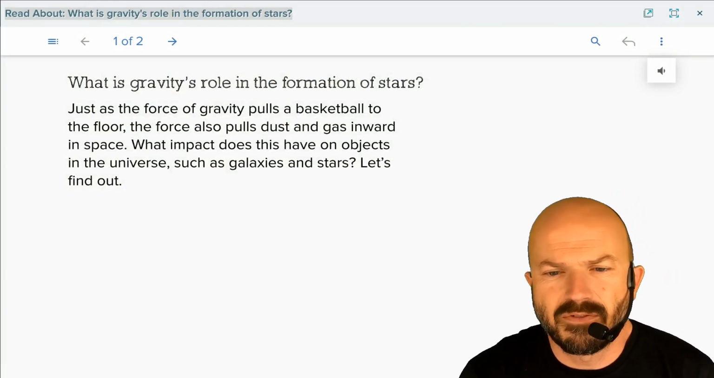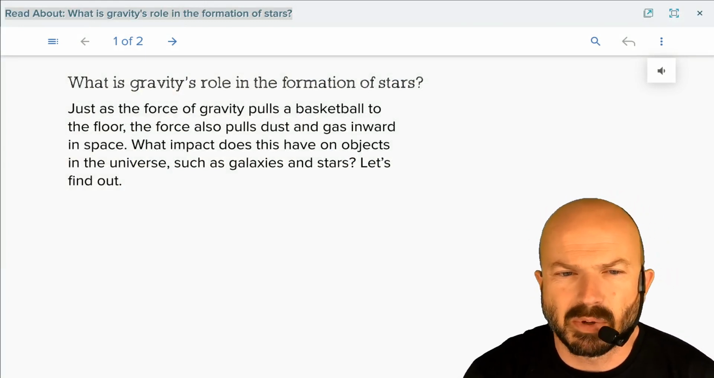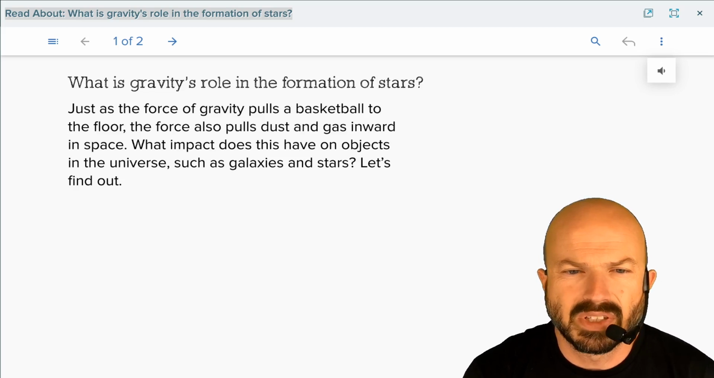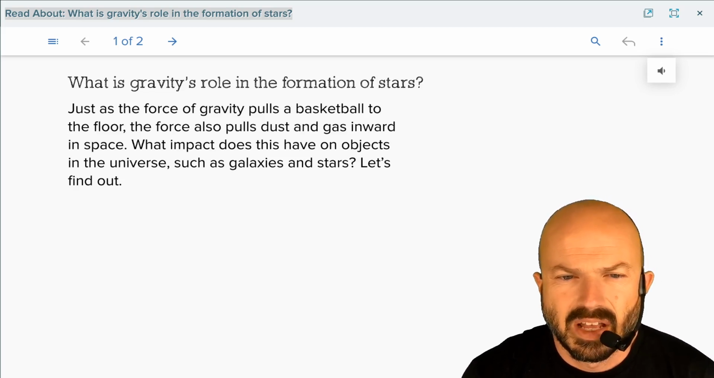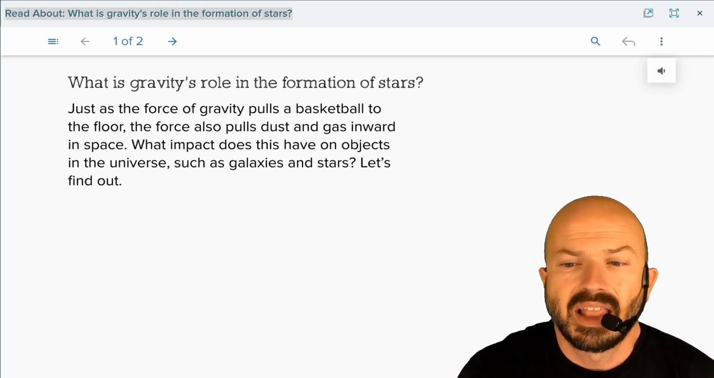So just as the force of gravity pulls a basketball to the floor, the force also pulls dust and gas inward in space. What impact does this have on objects in the universe such as galaxies and stars? Let's find out.